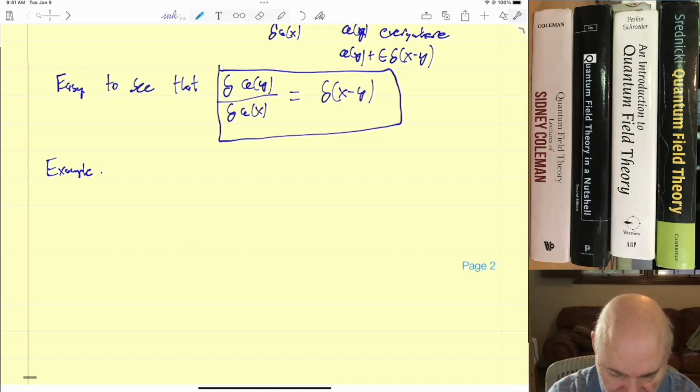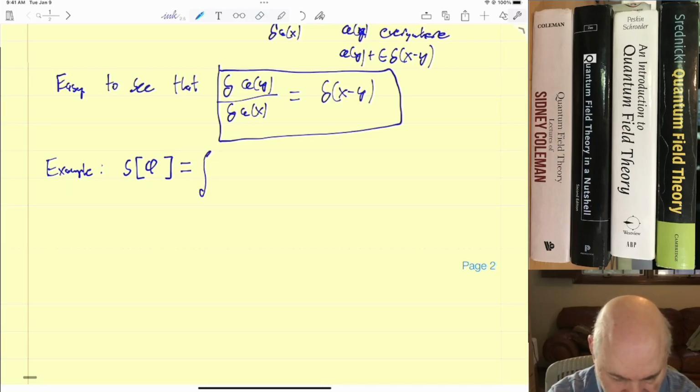We have a typical action in scalar quantum field theory, an interacting action. Our functional is the action of phi. Phi is the scalar field.